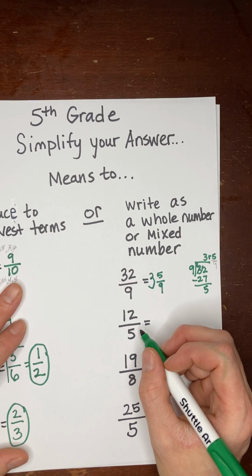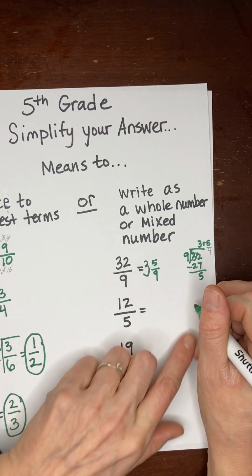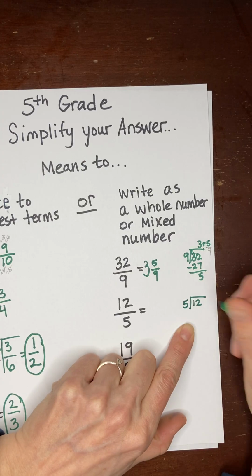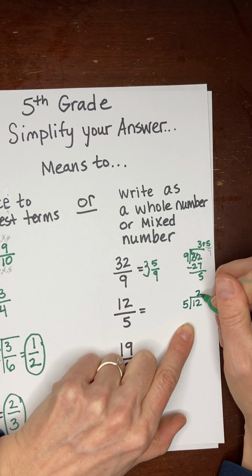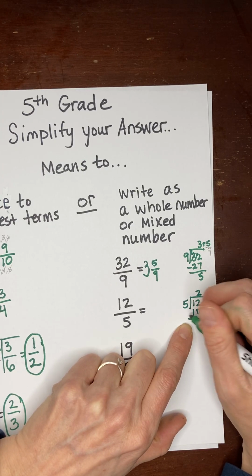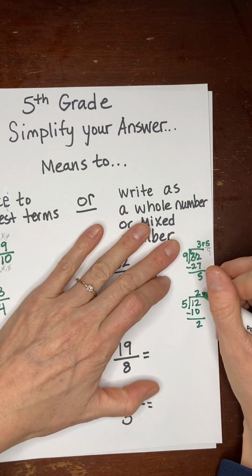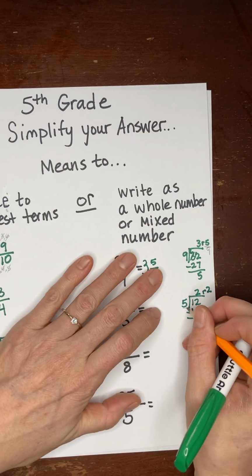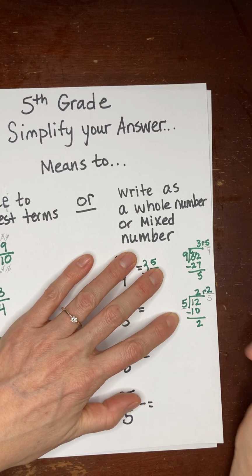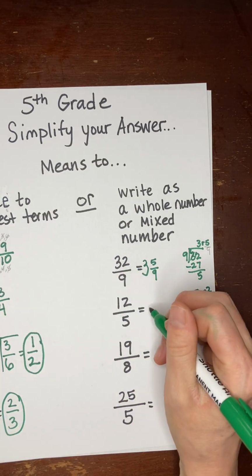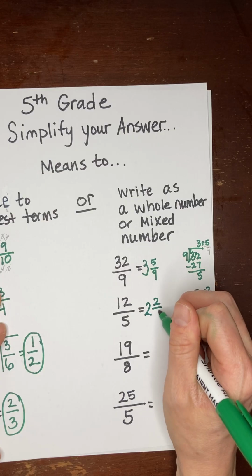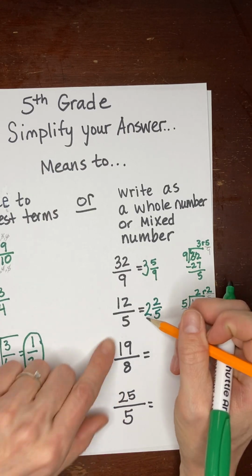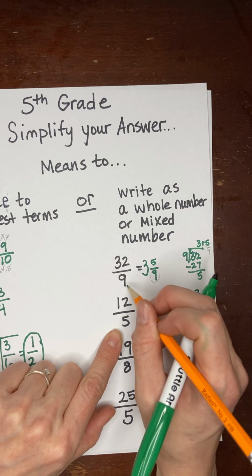All right, 12 over 5. Well, let's do a little hack over here. Our division problem. 12 inside the house, 5 outside. 5 goes into 12 twice. 2 times 5 is 10, with 2 left over. All right, so I have 2 with the remainder 2. Now, remember, we're going to take our divisor and put it underneath our 2. So our answer is 2 2/5.